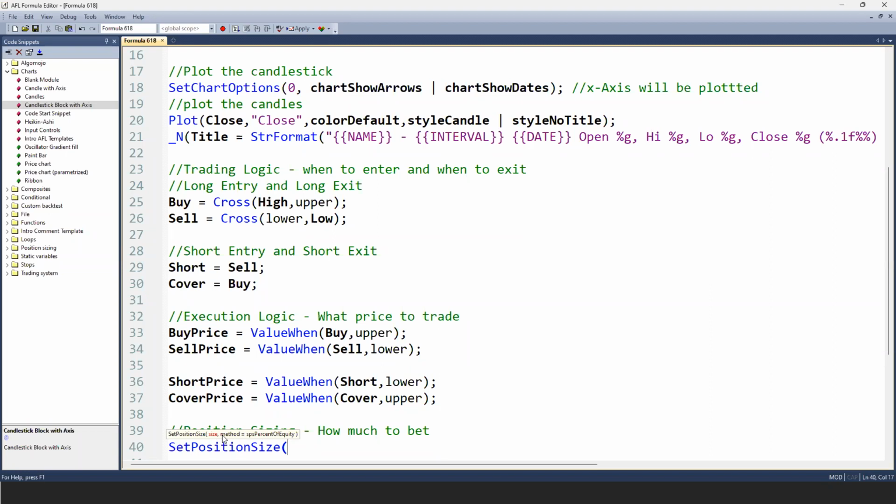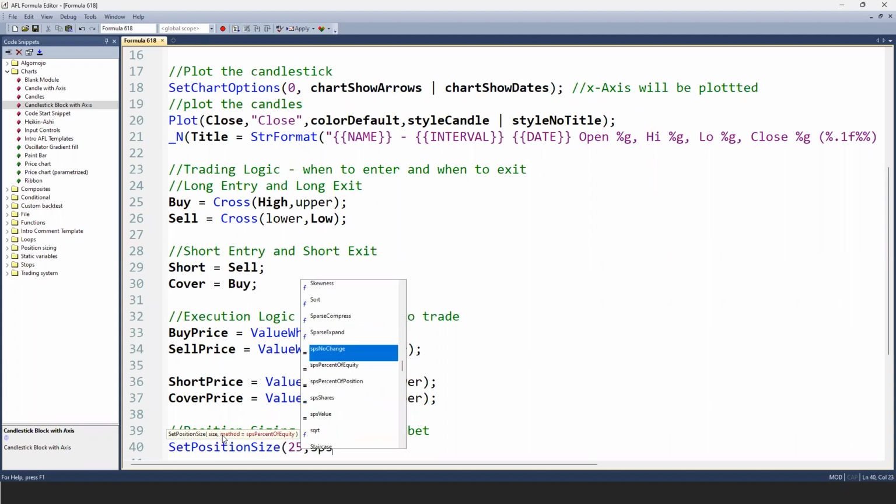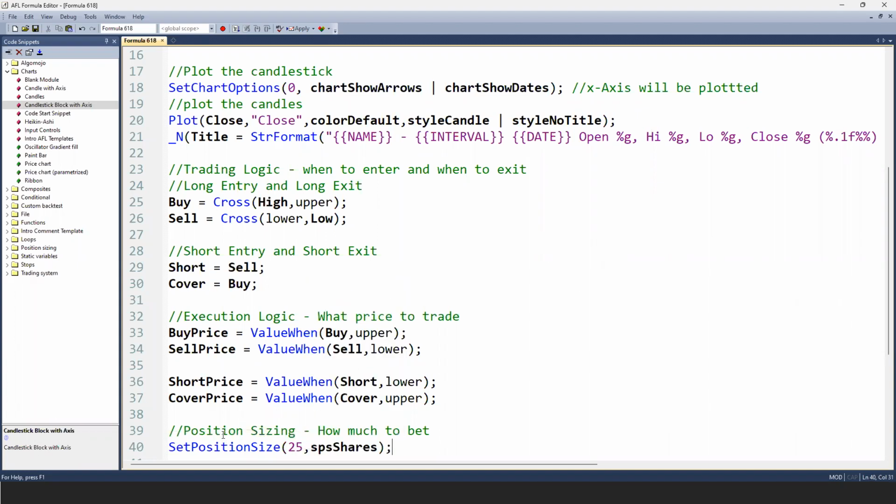Let's say I want to trade one lot of Nifty futures. So I'm going to trade in Nifty futures, or I'm going to trade in Bank Nifty futures. Let's say I want to trade one lot. I can say 25 shares, so 25 is one lot. Every time the buy signal happens, I'm going to buy one lot. Every time the sell signal happens, I will close that one lot. And every time there's a short signal, I'm going to short one lot, and when the cover signal happens, I'm going to close that one lot. So always it's going to be one lot.